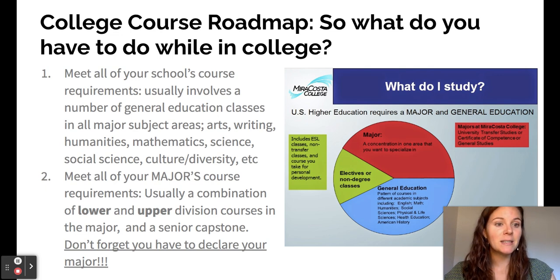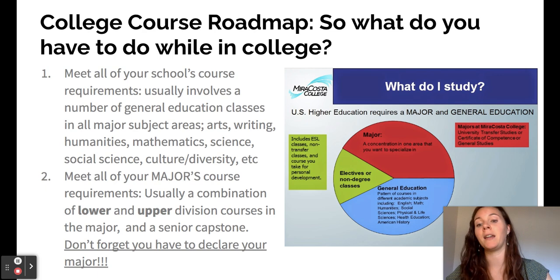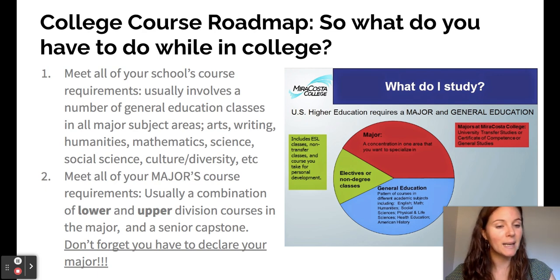So your major is typically going to be a combination of both lower and upper division courses in your major and a senior capstone. So the difference between lower and upper division is that often when you decide you're going to choose a major, let's say, for example, you're going to major in psychology, there's going to be a number of introductory classes that we call lower division that you will probably have to take before you will be eligible to move on to upper division courses. So for example, in high school, you have to take Math 1 before you're allowed to take Math 2. You have to take English 1 before you're allowed to move on to English 2.